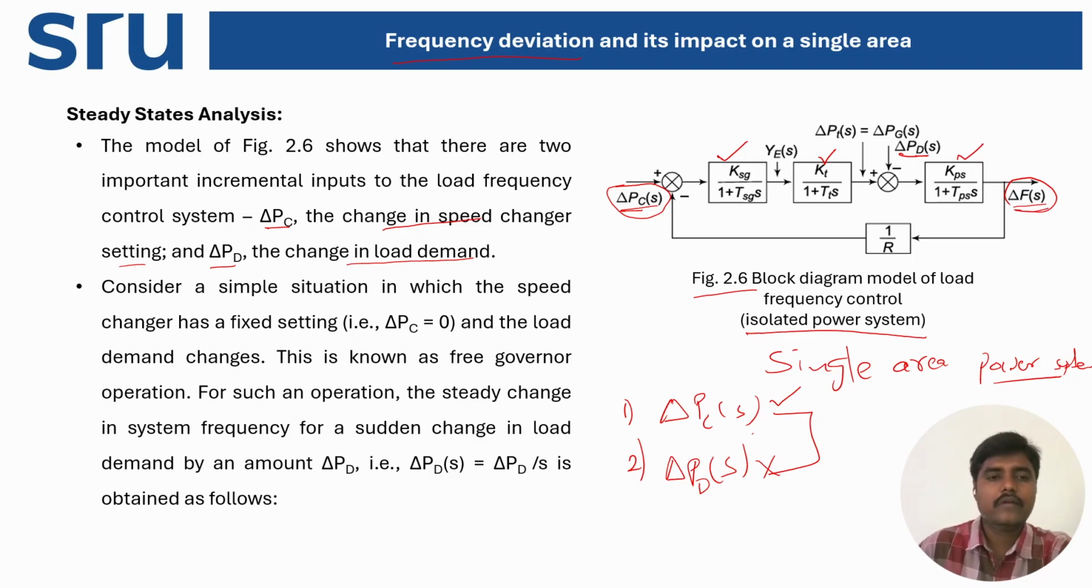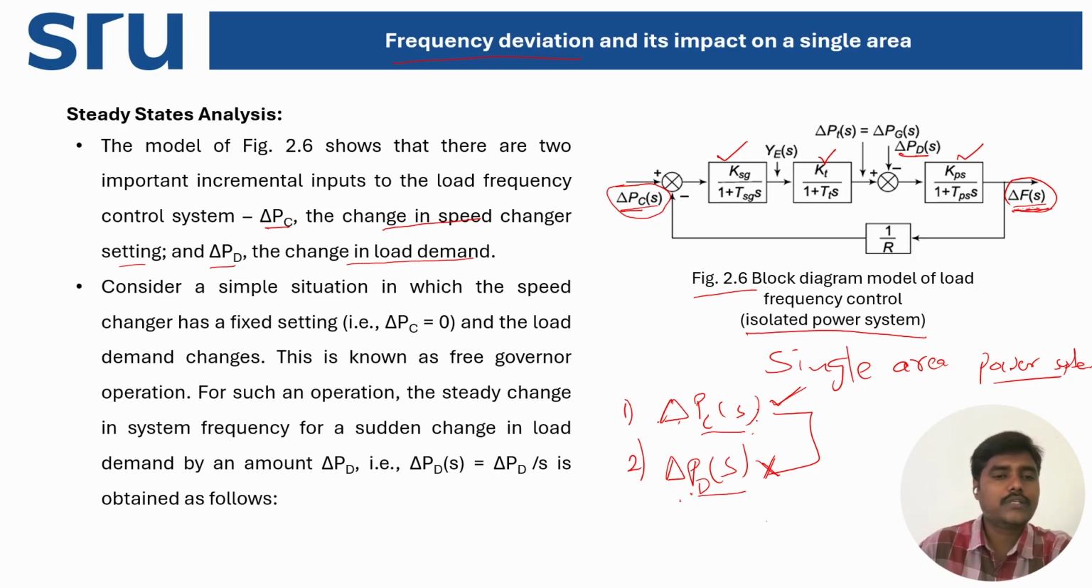Let's say in case 1, we are going to neglect delta Pc of S and consider delta Pd of S, then derive the response for frequency. And in another case, consider delta Pc of S and neglect delta Pd of S, then also derive the response for delta F of S. Once we obtain individual responses, as per the superposition theorem, when these two inputs act simultaneously in the system, we can get the response for delta F of S by combining individual responses. So let's move in that direction now.